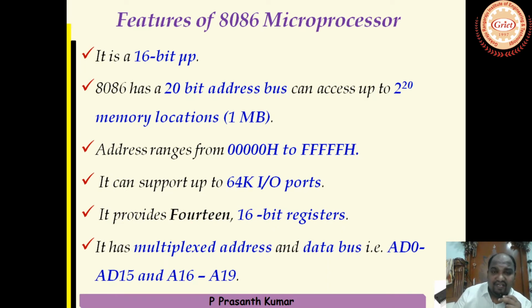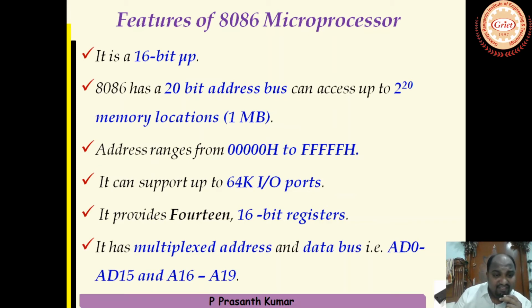Features of 8086. 8086 is a 16-bit microprocessor and it has a 20-bit address bus, which can access up to 2 to the power of 20 memory locations, that is approximately 1 MB, 1 megabyte, and the address ranges from 00000h to FFFFFh, and it can also support up to 64 kilobyte input or output ports.